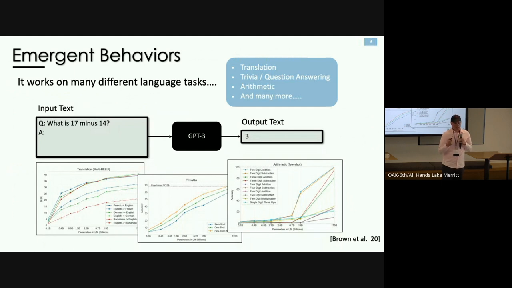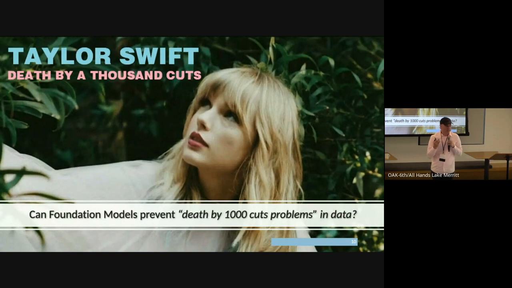Okay. So now what does this have to do with problems I care about? Now I'm not a huge Swiftie, she's great, but this is the only non-grim picture on the web I could find of death by a thousand cuts.